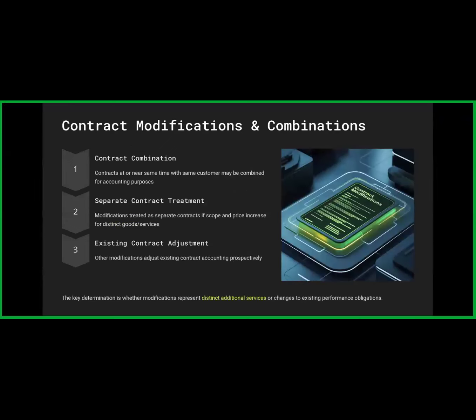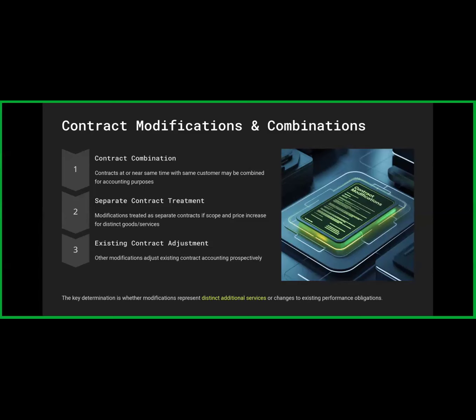So what are contract modifications and combinations? Contract combinations: contracts at or near the same time with the same customers may be combined for accounting purposes. We know that AS 115 was formulated by combining two different Indian accounting standards, Indian Accounting Standard 11 and Indian Accounting Standard 18. For separate contract treatment, the modification is treated as a separate contract if the scope and price increase for distinct goods and services.